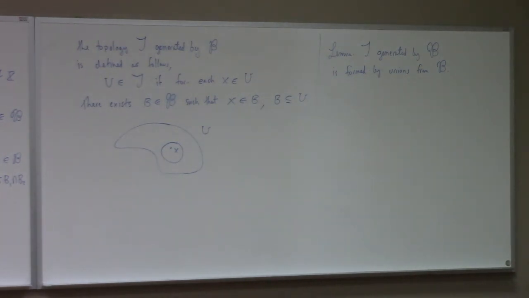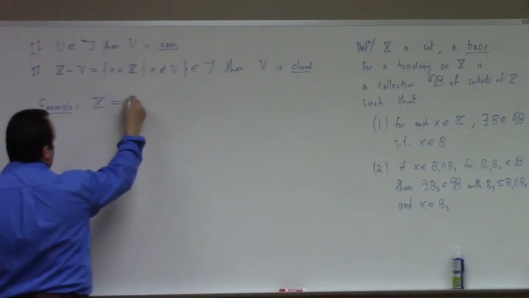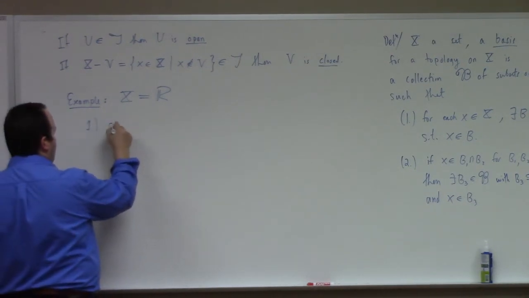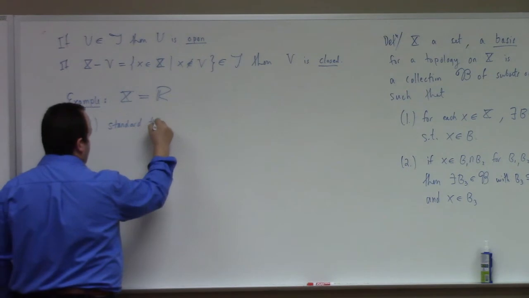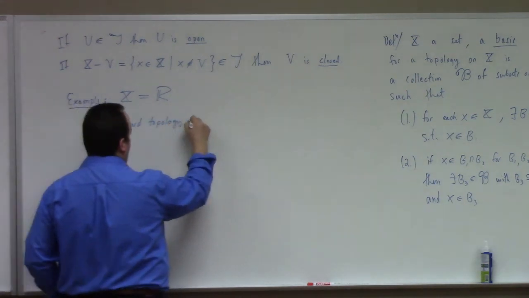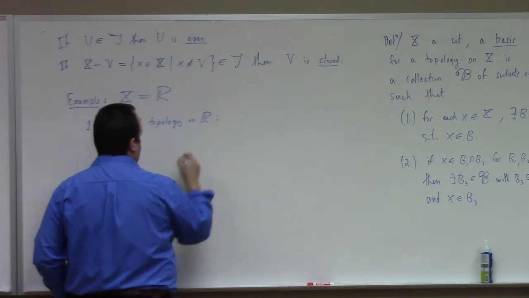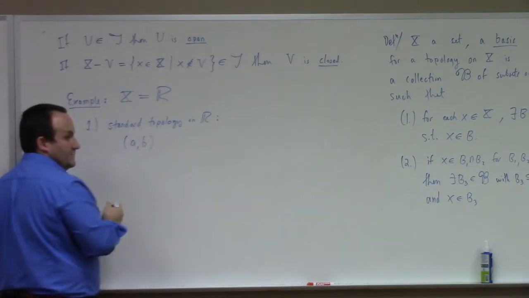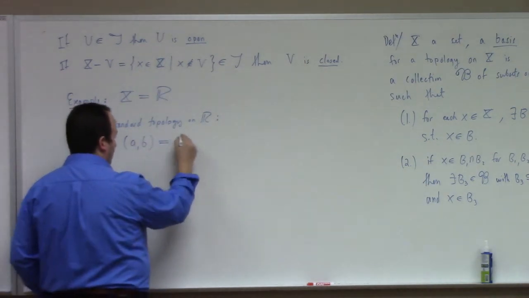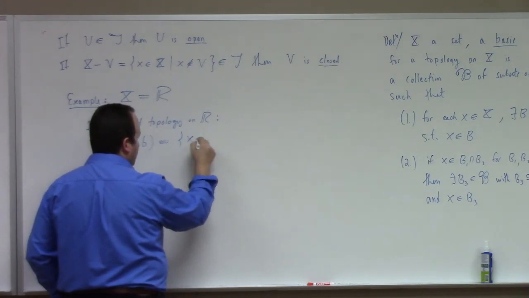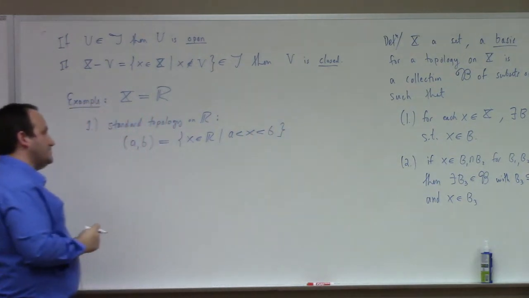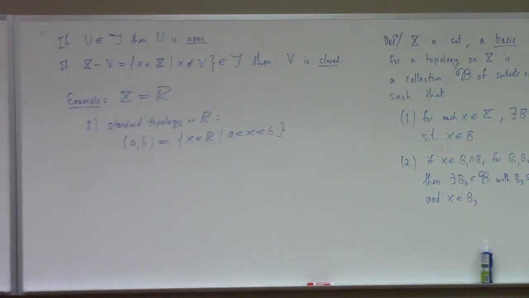So here's an example that's familiar to us, X equal to the real line, right? One thing you can do is give it the standard topology. What's the standard topology on R? Basically, you just use open intervals, the usual meaning. These form a basis for the standard topology on the reals.